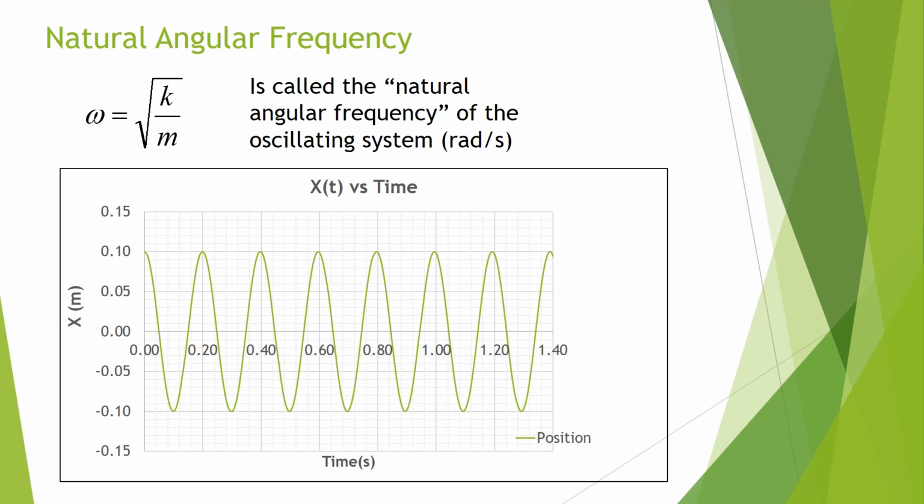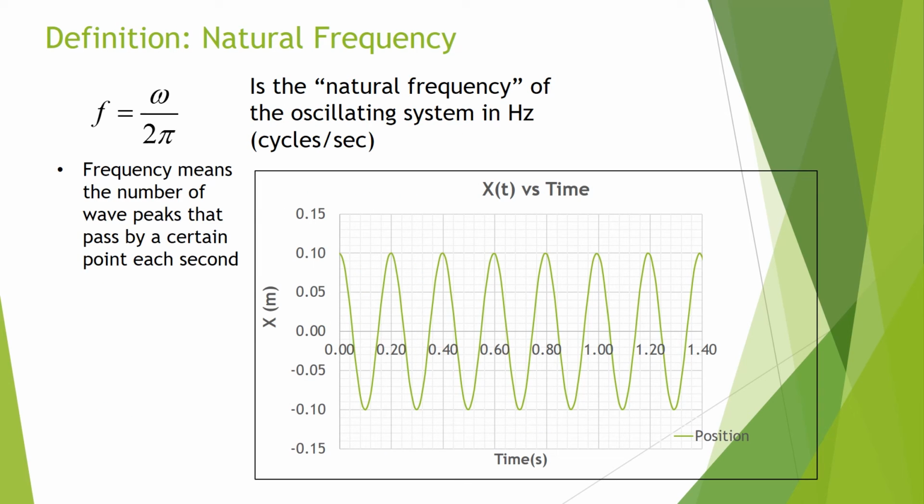Okay, so a little bit more on angular frequency. So we call this the natural angular frequency, omega. And it's basically if you have no outside force driving the system, you stretch the spring and you let it go, the system is going to oscillate naturally at this omega, which is called the natural frequency in radians per second. And now we're going to define natural frequency in terms of hertz, or cycles per second, and that would be lowercase f, which is how many wave peaks pass by a certain point every second, and that's calculated as omega over 2 pi.